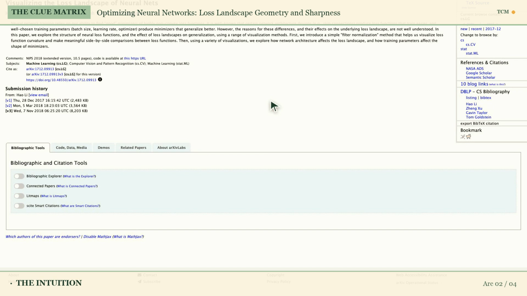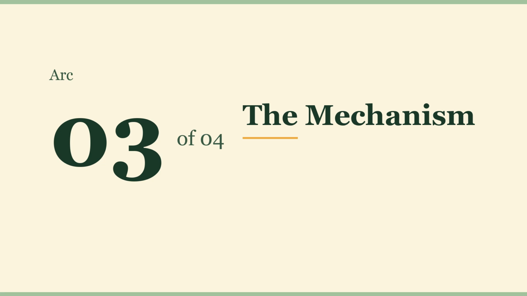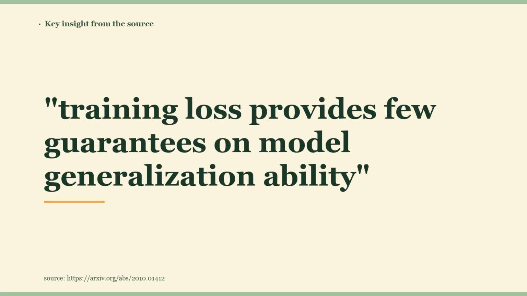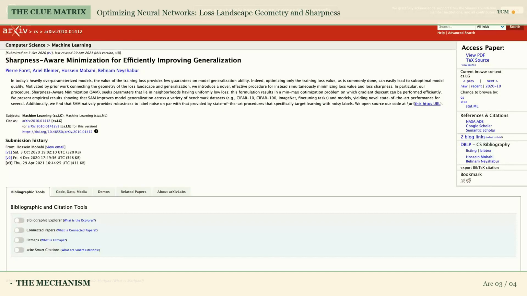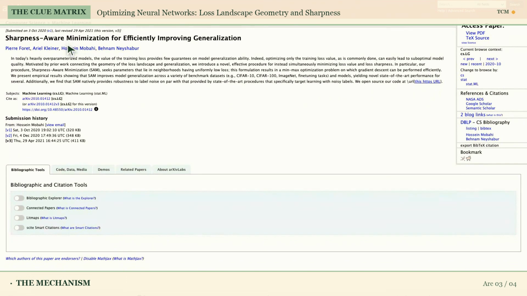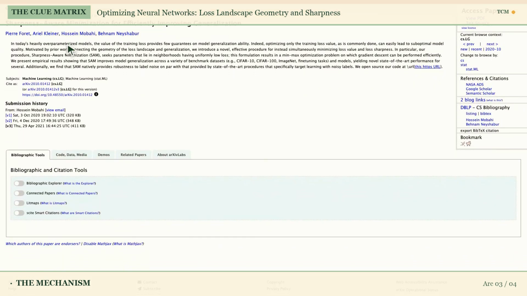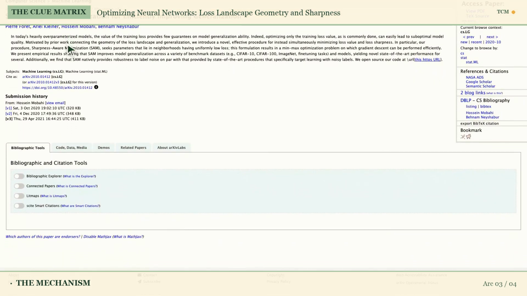If flat minima generalize better, how can we explicitly encourage our optimization process to find them, instead of just hoping for the best with careful hyperparameter tuning? This is where Sharpness-Aware Minimization, or SAM, comes in. It's an optimization technique that directly addresses the problem of finding flatter minima with better generalization.